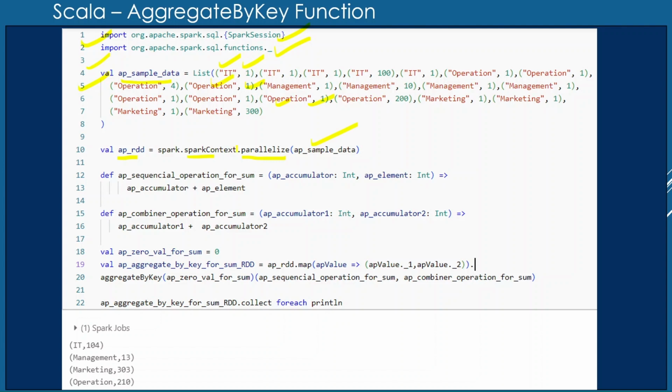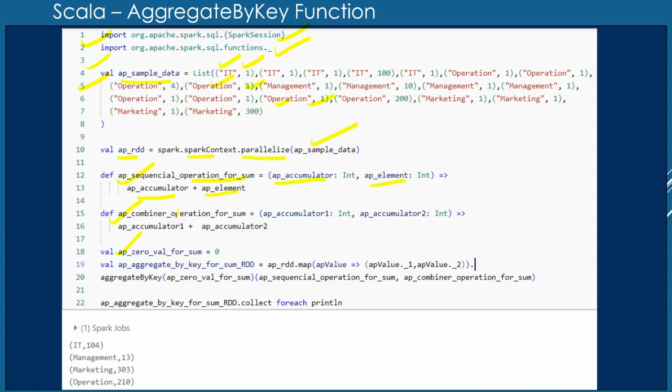Whenever we use the aggregate function, it takes three arguments. One is the sequential operation function, second is the combiner function, and third is the zero value. So let's discuss what this sequential function is doing. Here I am doing a sum aggregate function. I am defining a function in which I am passing two parameters: one is the accumulator and one is the element. We add the accumulator and the element, and we return it.